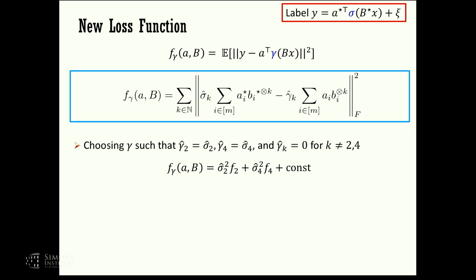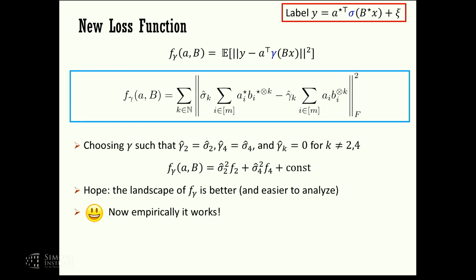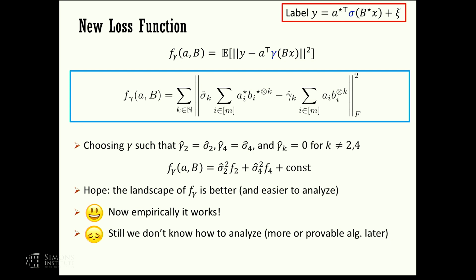So effectively, we are removing all of those higher order terms that seem to be a little bit difficult, and we only have the second term and the fourth term. The hope is that this will be easier. The landscape will be better because we don't have the interaction of the higher order terms and the first term, and maybe it's easier to analyze. The good news is that empirically it works, but the bad news is that we still don't know how to analyze it. So what about the third term?